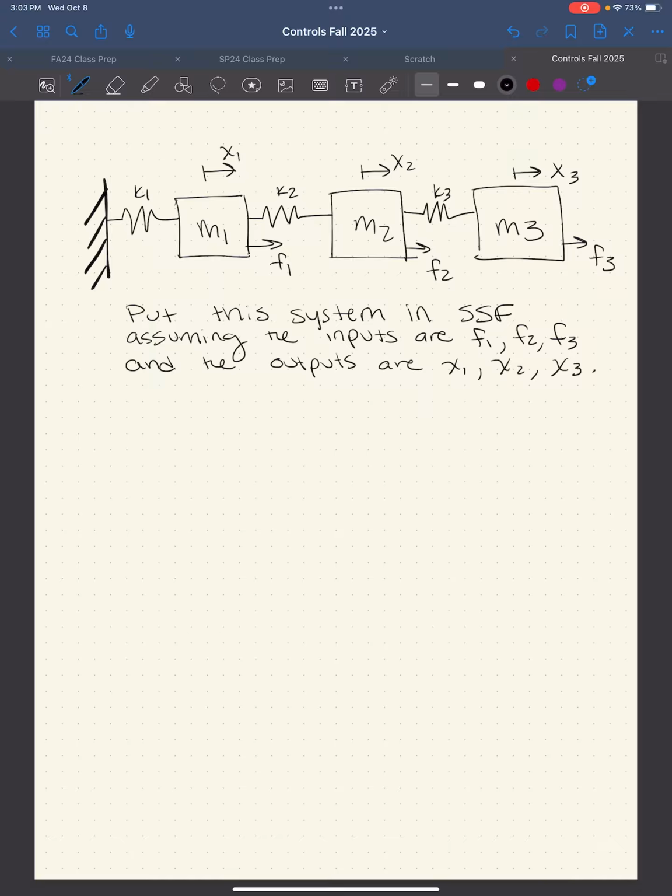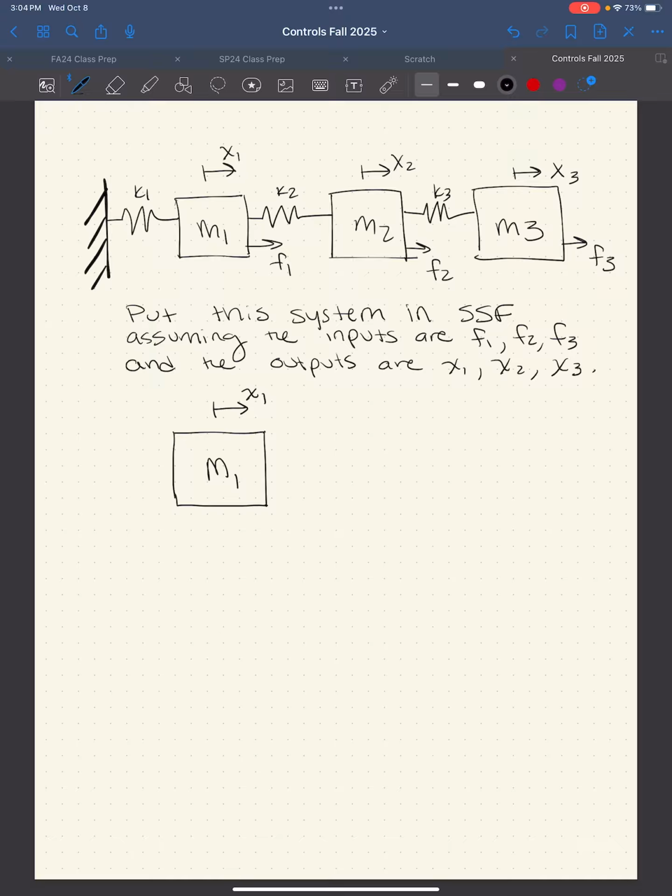So I need to find the equations of motion for this system. And so to do so, I will draw the free body diagram of each mass on its own. All right? So let's start out with the free body diagram of mass 1. And it's important that you show the direction that you're assuming is the direction of positive displacement. So the direction of positive displacement is going to the right here for x1.